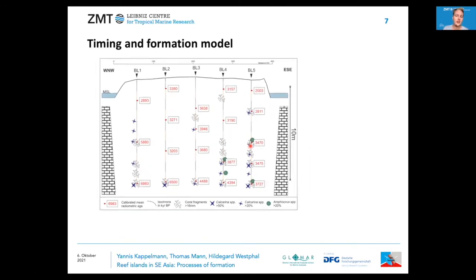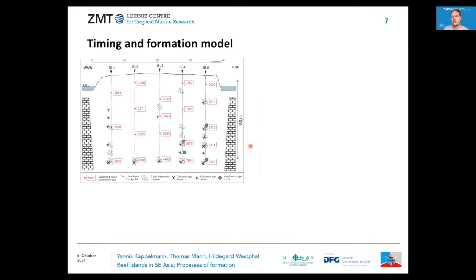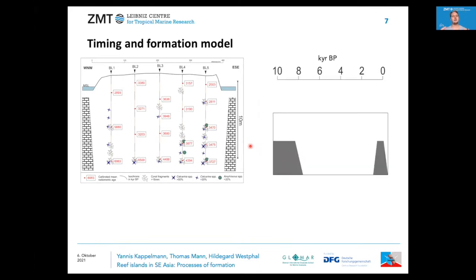So we've used these radiocarbon results in order to set up an infill model of a lagoon.